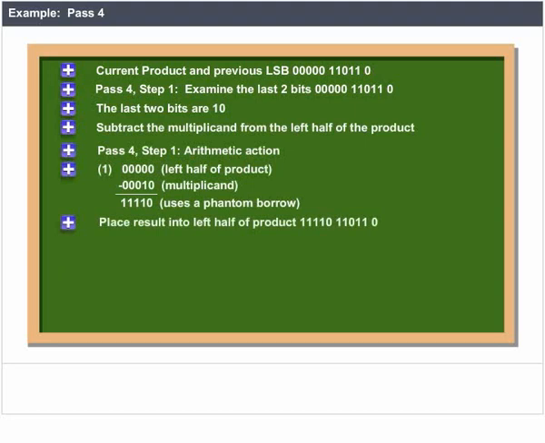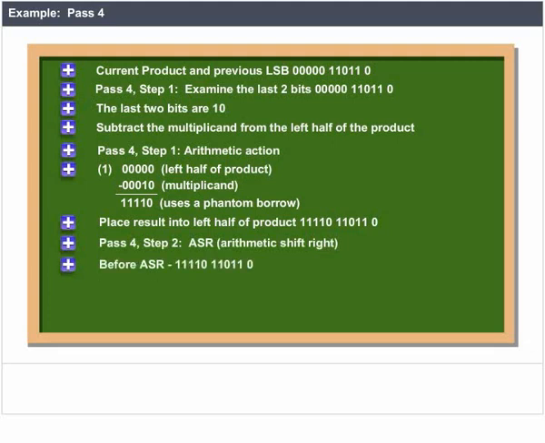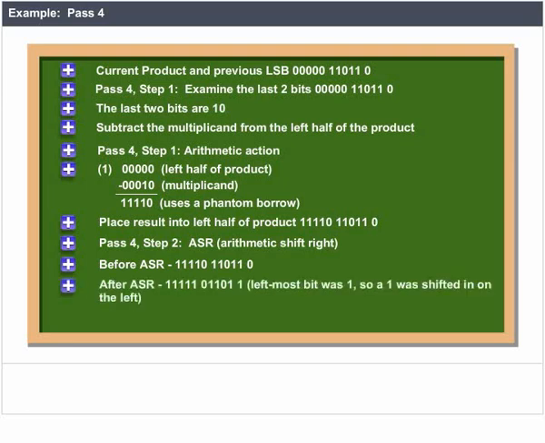Place result into left half of product: 11110, 11011, 0. Pass 4. Step 2. ASR, arithmetic shift right. Before ASR, 11110, 11011, 0. After ASR, 11111, 01101, 1. Leftmost bit was 1, so a 1 was shifted in on the left. Pass 4 is complete.